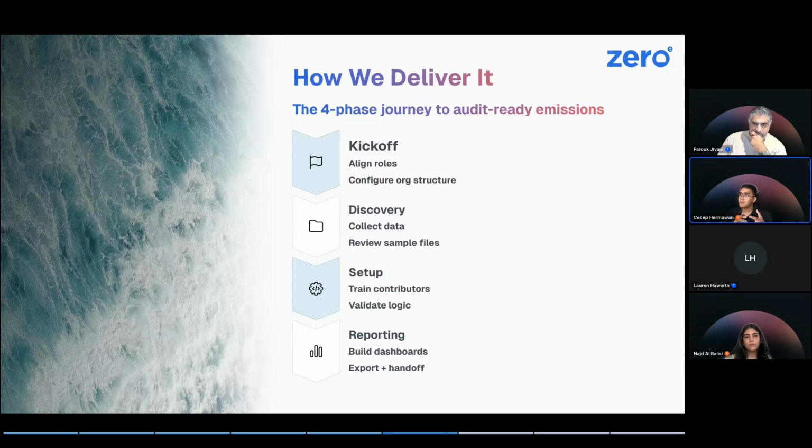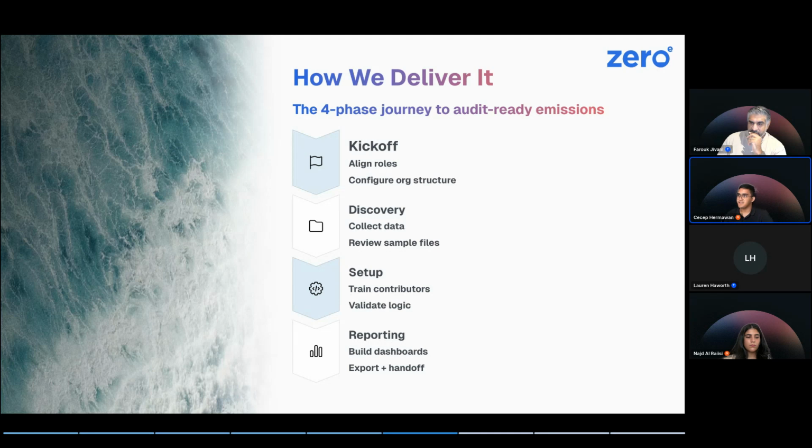And then the third part, we set up Zeroe. We set up our system to work with the company's business process. We try to educate people. We educate the people who own the data. We try to talk to them and train them on how to input the most accurate data from their business operations. Because most of the time, it's not that they don't understand what data is needed for the emission inventory. It's just about translating what they know from their day-to-day operations into what we actually need for the emission inventory.